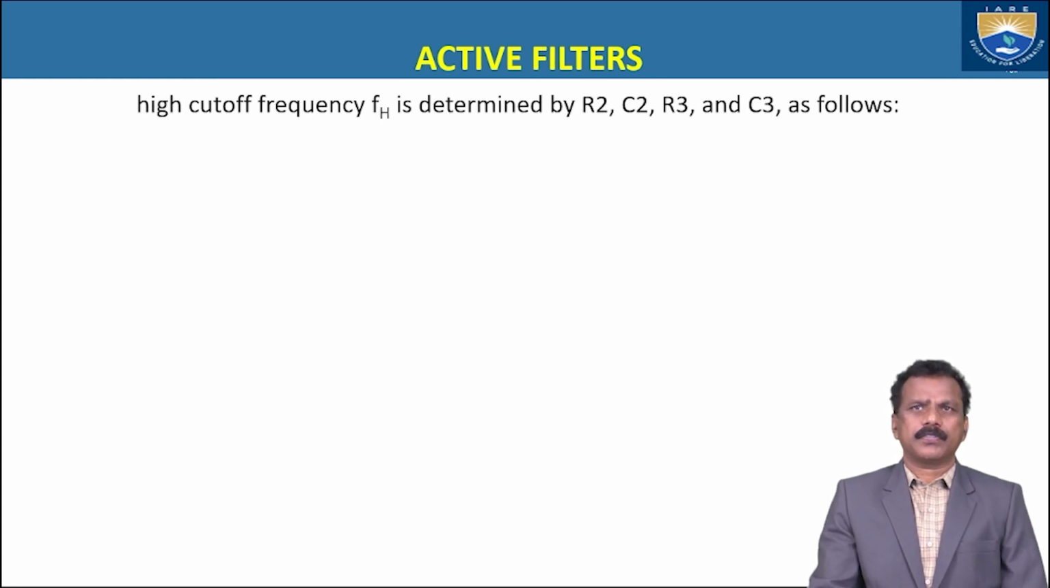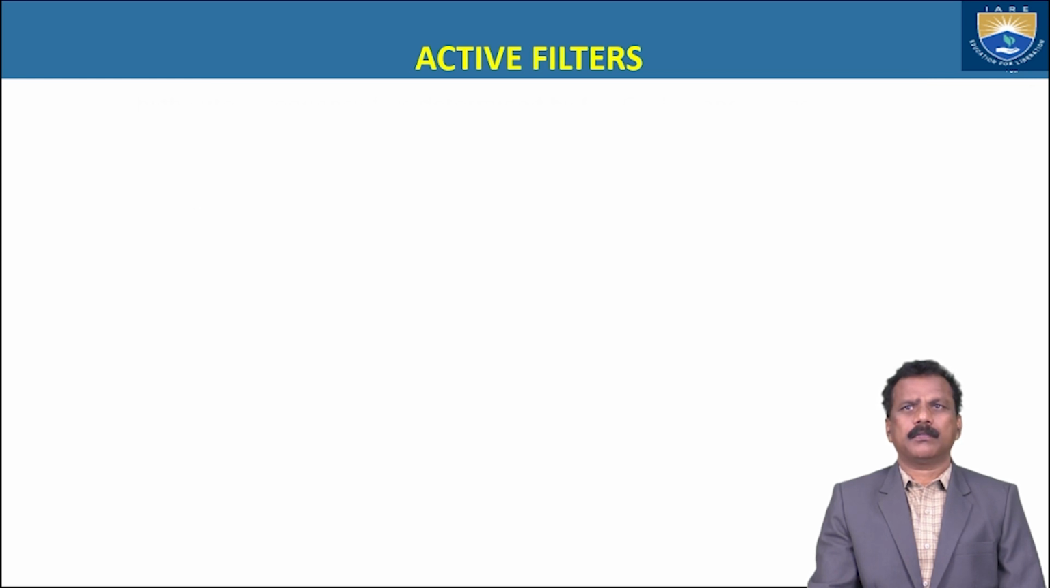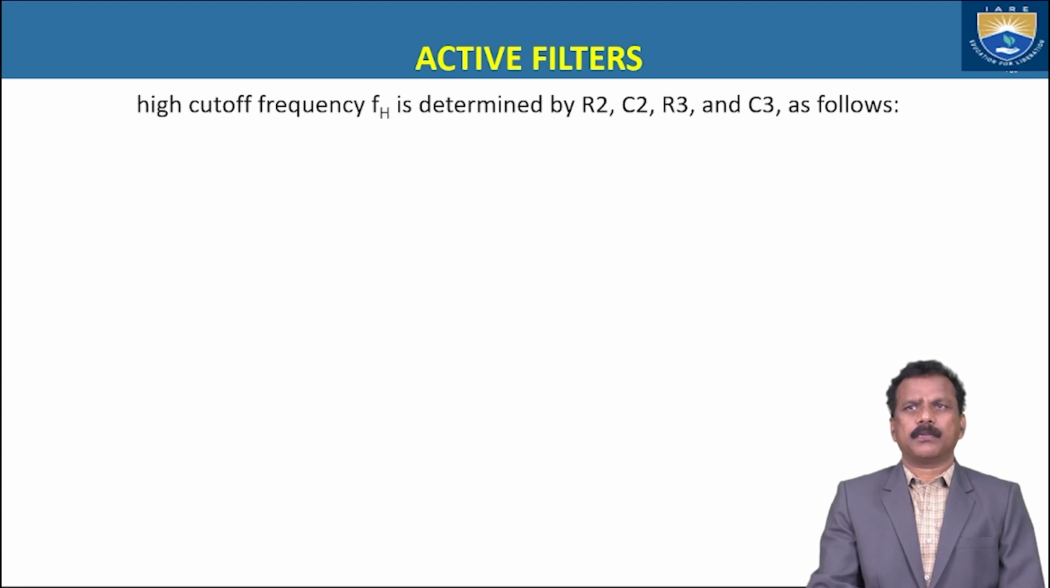So the high cutoff frequency FH is determined by R2, C2, R3 and C3, as shown here in the simple circuit diagram with R1, RF, R2, C2, R3 and C3.